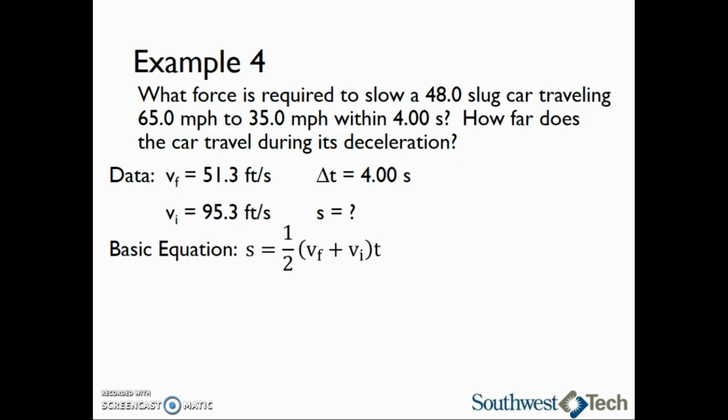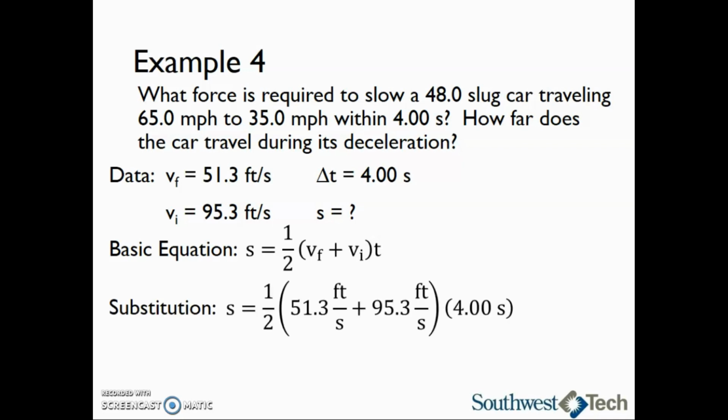get the distance traveled. Since this equation is already written in terms of s, all we need to do now is substitute. s equals 1/2 the sum of 51.3 feet per second plus 95.3 feet per second times 4.00 seconds. This gives us a distance traveled during these 4 seconds of 293 feet. This concludes our discussion and examples on the impulse momentum theorem.